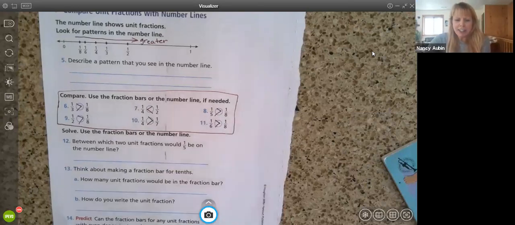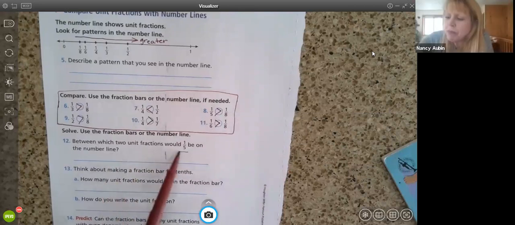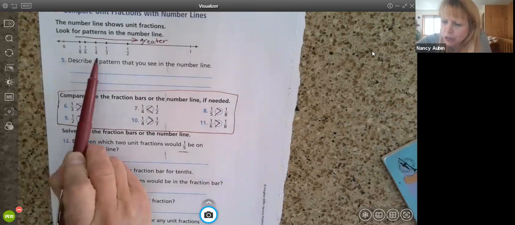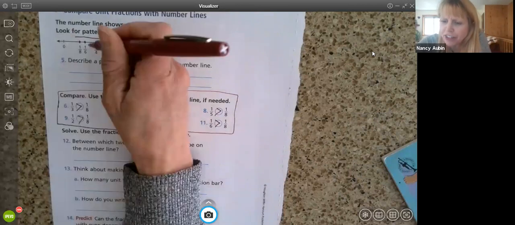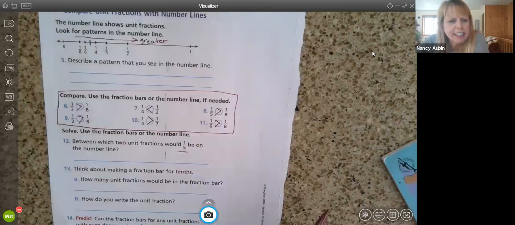Now, which two unit fractions would 1/5 be between on this number line? If you look back at this number line, where would I draw 1/5, do you think? Between which two fractions, Lyric?